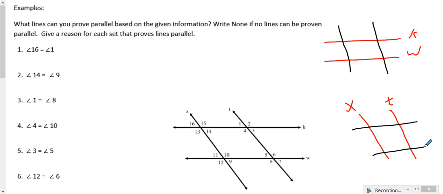So we're going to first of all use our vocabulary and label them, decide what lines we're talking about as being possibly parallel, and then coming to a conclusion.